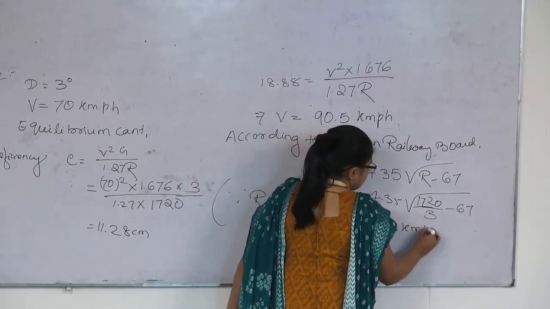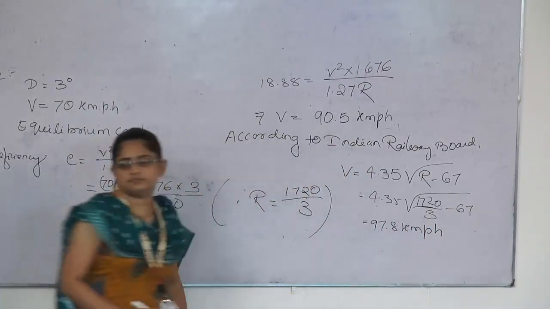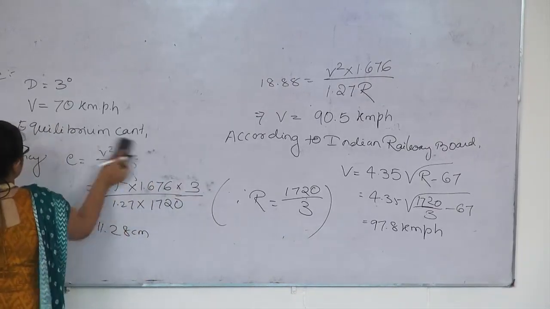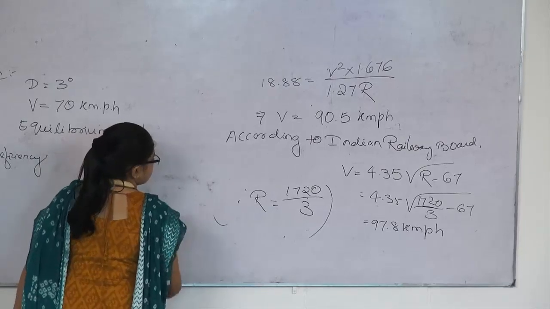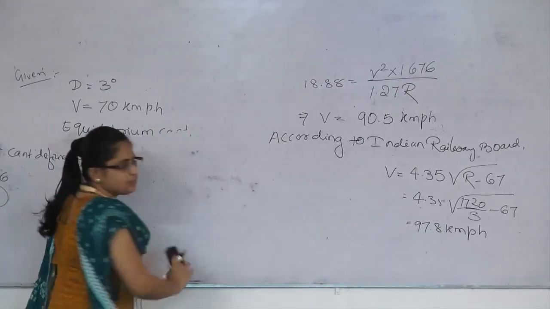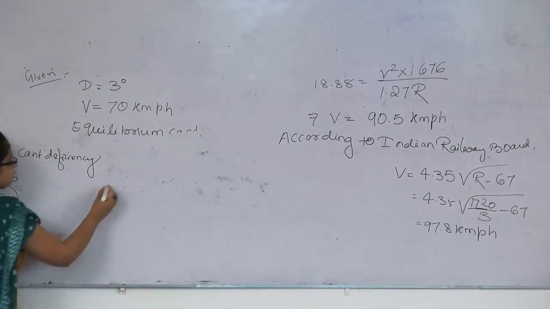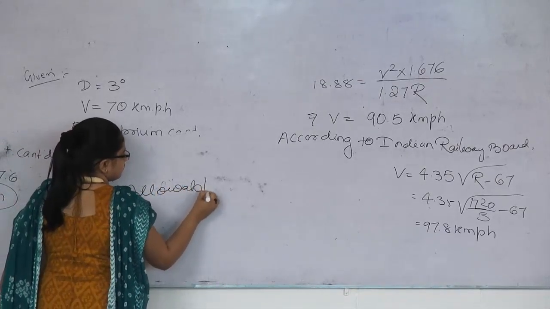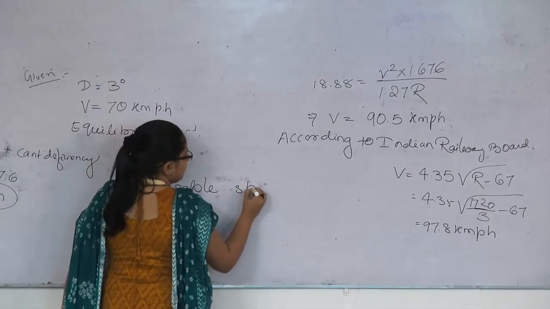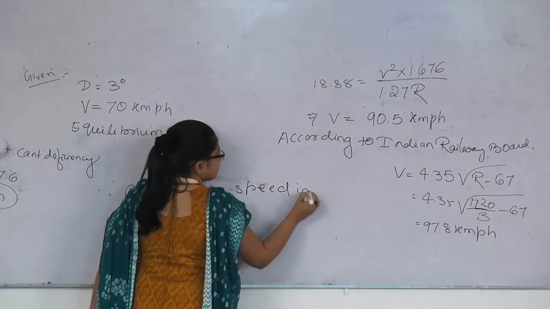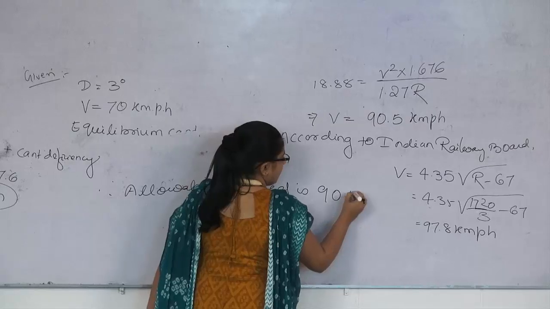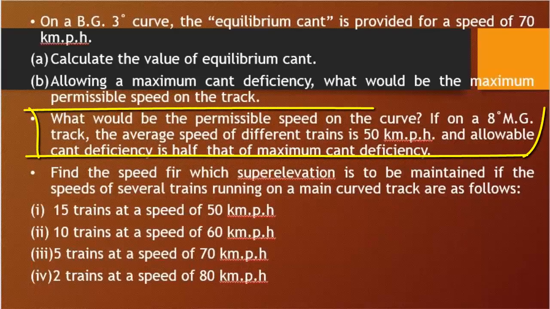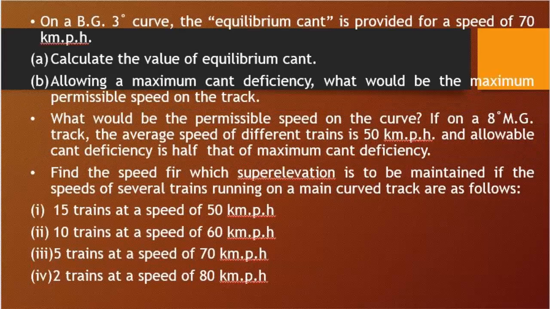97.8. So which one is the minimum? So we will be taking our minimum design speed. So the allowable speed is how much? 90.5 km/h.